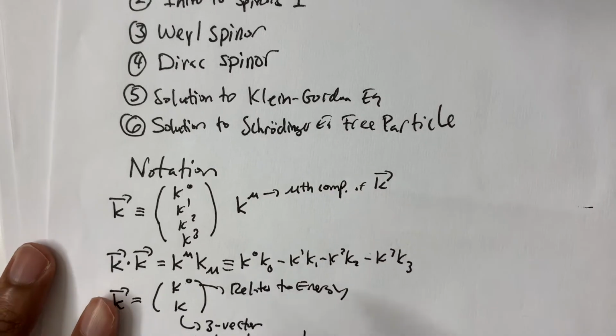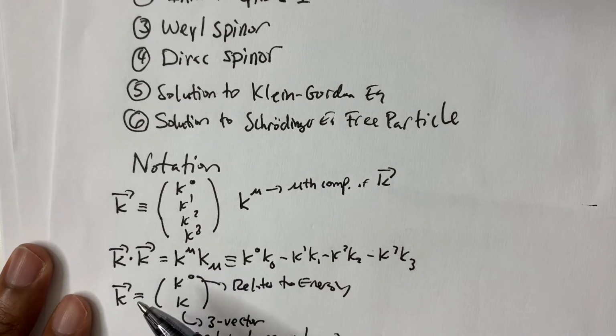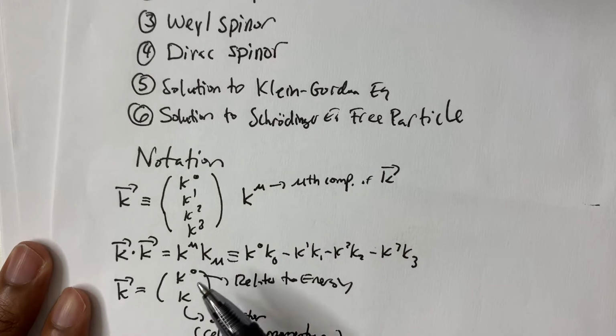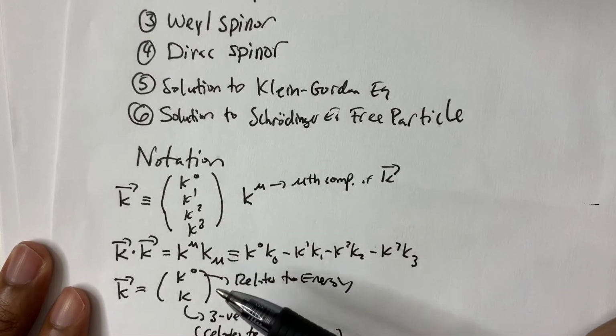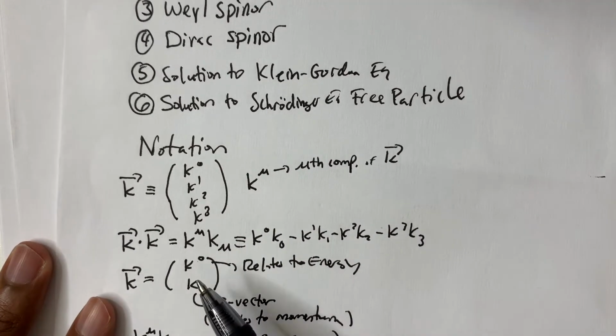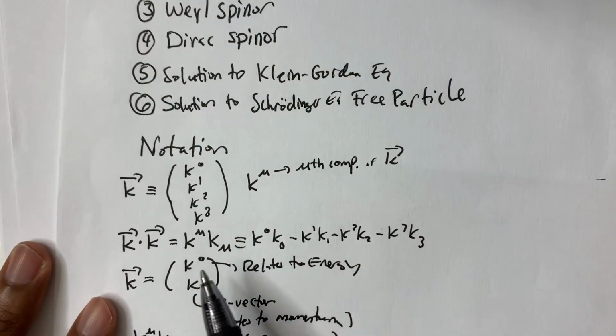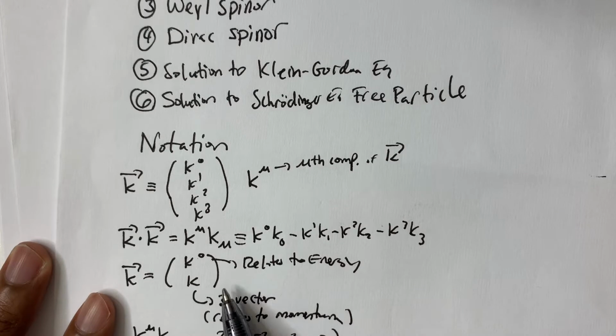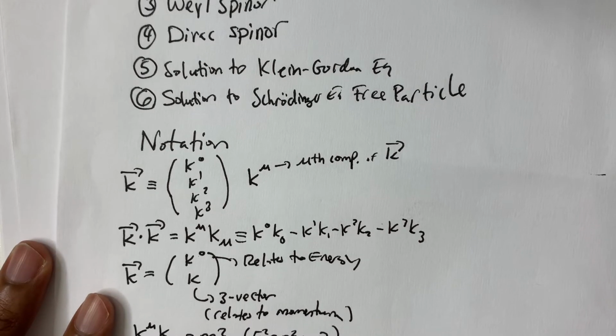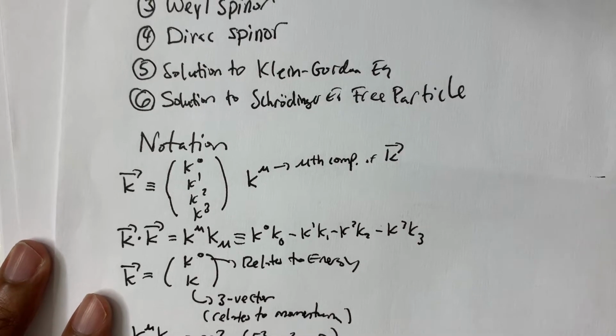We can also rewrite the k vector as k⁰ and k without anything on it, where k⁰ relates to energy, and k is defined as the lower three components combined into one letter. That's the 3-vector. This one relates to momentum, and this relates to the energy. This shouldn't be anything new. Again, if you have the prerequisites, this should just be a brief review.